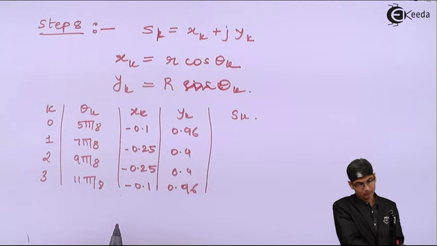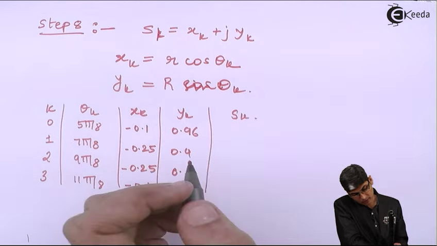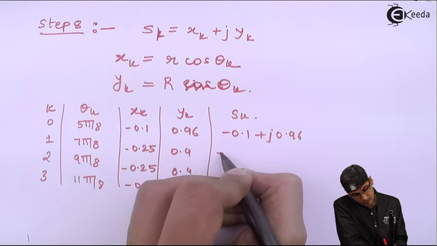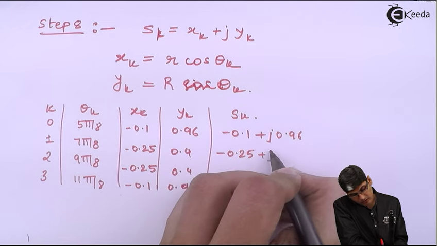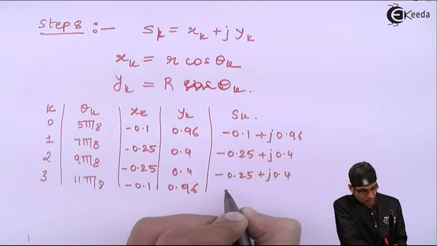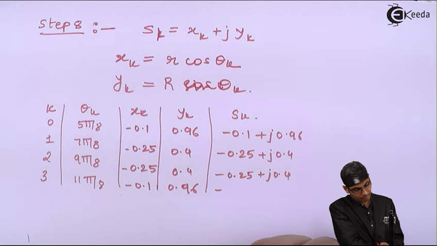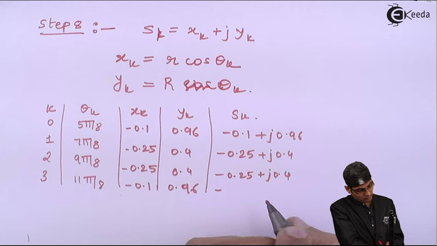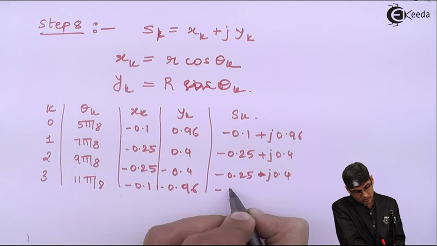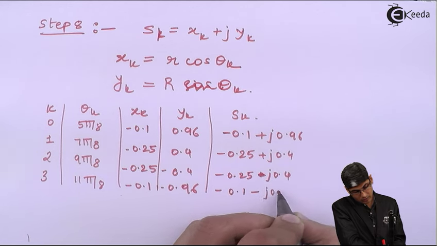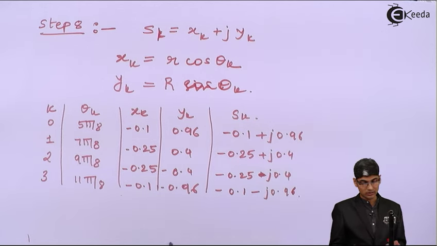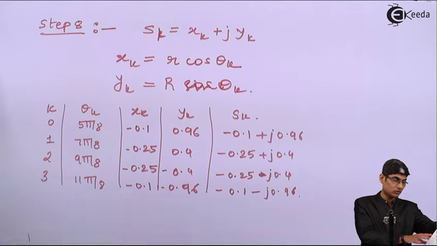This is y. So s of k, which is x of k plus y of k, will give me minus 1 plus j 0.96, minus 0.25 plus j 0.4, minus 0.25 plus j 0.4, and this will be minus 0.1 minus j 0.96. Now how I know that this will be minus for sure is with the basic concept of the ellipse structure.